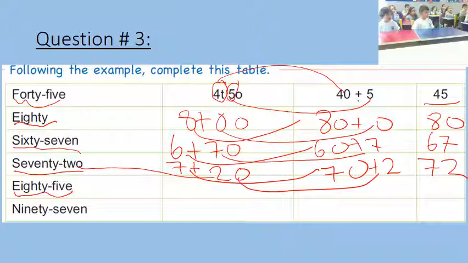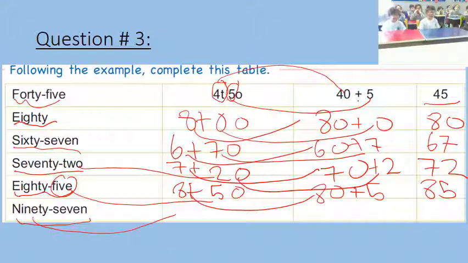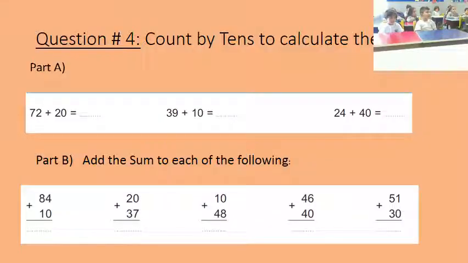72. 85. How many tens? 8. How many ones? 5. Okay, 8 tens is 80. 80 plus 5 equals 85. Bravo. What is the last number? 97. Okay, how many tens? 9. How many ones? 7 ones. Bravo. 9 tens is 90. Plus 7. Good job.